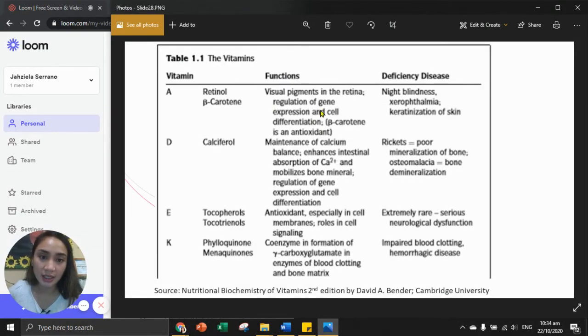So dito naman, what else ang function ng vitamin A? So dito meron tayong regulation of gene expression and cell differentiation. Beta-carotene is an antioxidant. So next, vitamin D, also called as calciferol. So dito, calci, easy to remember, calci, it's a maintenance ng calcium. So, calciferol, no? Calcium balance, enhances intestinal absorption, and mobilizes bone mineral, regulation of gene expression, and cell differentiation.